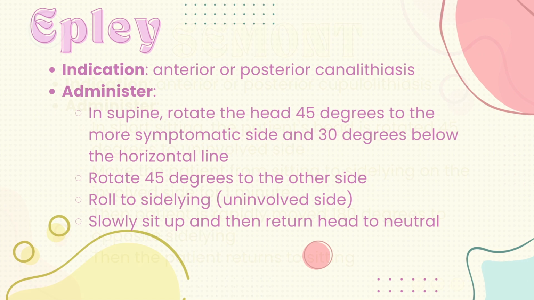So they are in supine, rotate the head 45 degrees to the more symptomatic side and 30 degrees below the horizontal line. Then you will rotate the head 45 degrees to the other side. Roll to sideline on the uninvolved side. Then you will slowly sit up and return the head to neutral. You will remain sitting 3 to 4 minutes, then repeat until no symptoms are seen.